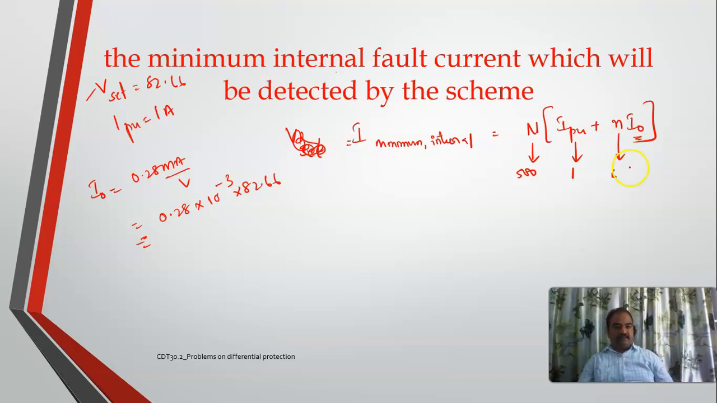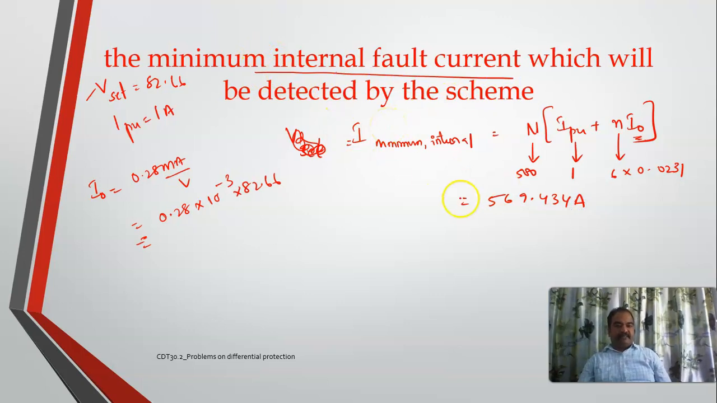So it is 0.0231. Right, this is my I naught. So if I adjust this one, my minimum internal fault current which can be detected is 569.434 amperes. This is the minimum internal fault current which will be detected by my scheme. Minimum internal fault current. Okay.